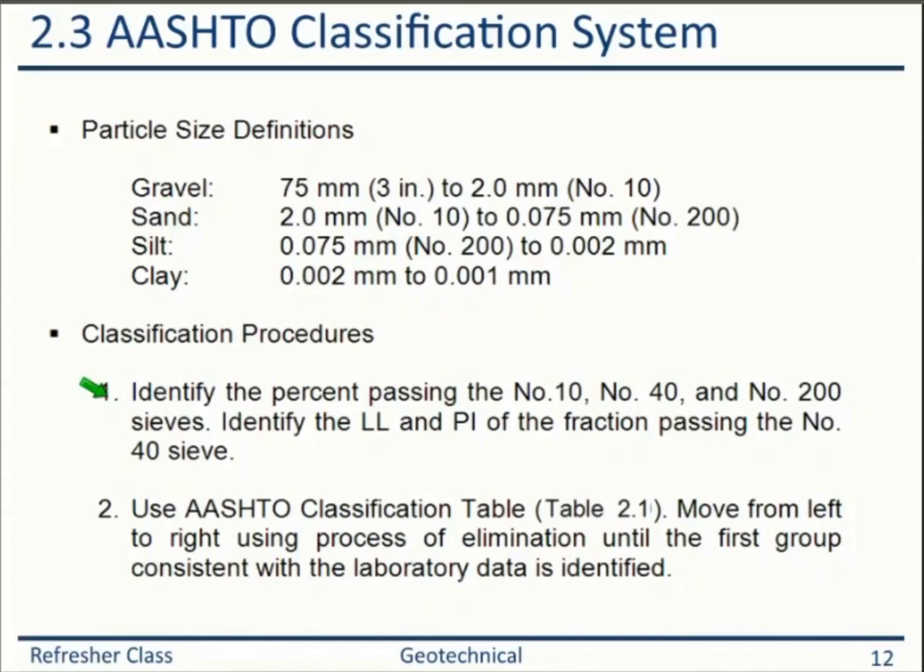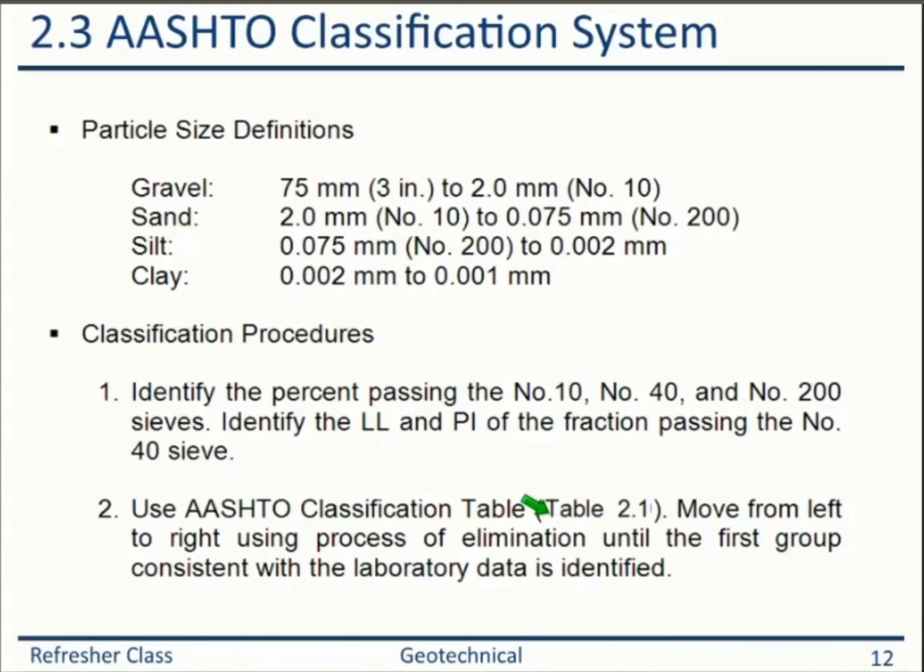Classifications. In order to classify the soils, you have to follow a procedure. The procedure would be such: they will give you the percentage passing of the soil from sieve number 10, sieve number 40, sieve number 200, and if the soil consists of fine particles, they will also give you the liquid limit and plasticity index of the soil passing through the number 40 sieve. The AASHTO classification table that I will go over very soon is given in Table 2.1.